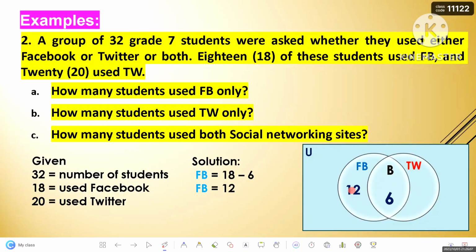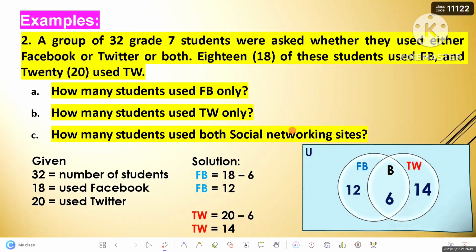So this FB is equal to 12. Ilalagay natin sa FB only, kasi yun ang nagsasabing gumagamit sila ng FB. Next, for the Twitter, we have 20 minus 6. 20 because our given is 20 use Twitter, minus 6 the intersection. So, Twitter only is 14. Saan natin ilalagay ang 14? Dito. Now we have this universal set: FB only 12, Twitter only 14, and our intersection is 6.